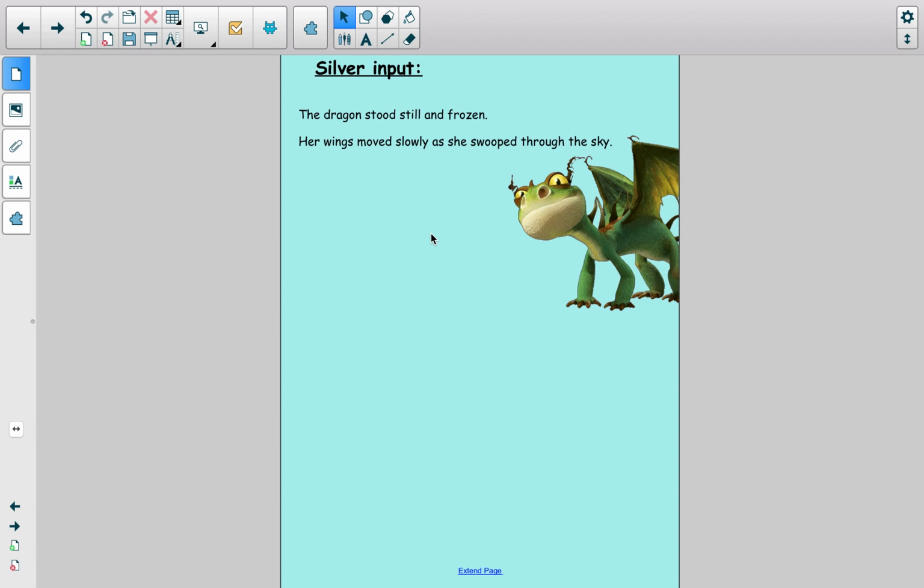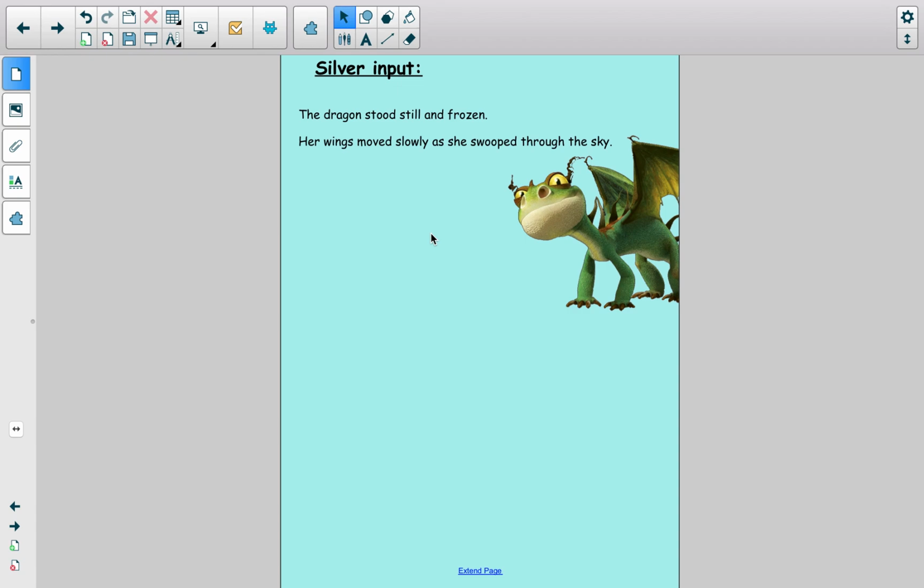In the second sentence, her wings moved slowly as she swooped through the sky. We know that she is flying as it states that she is swooping through the sky, which is the verb. But prior to this, it tells us that her wings were moving slowly, which implies to us that the dragon is flying slowly, which is an adverb.